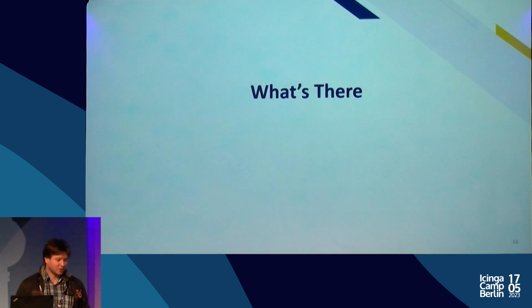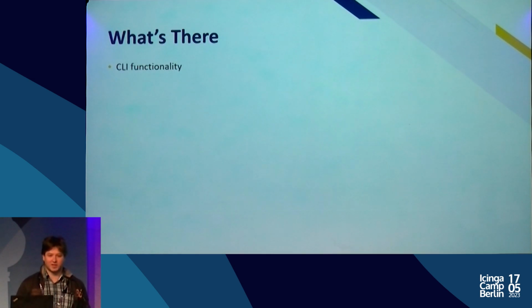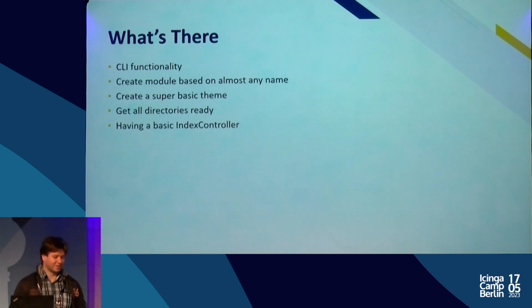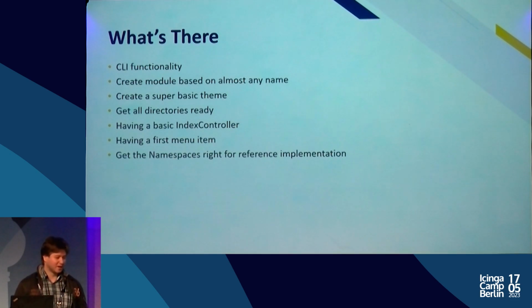What's there? The CLI functionality, because we write into the usr share icingaweb2 folder, and vvdata doesn't like that. They create a module based on almost any name, and create a super basic theme where you can insert your light theme things and your dark theme things. You get all the directories ready, and a basic IndexController, so you know how to start presenting content. You have your menu items ready, and of course the namespaces are right.